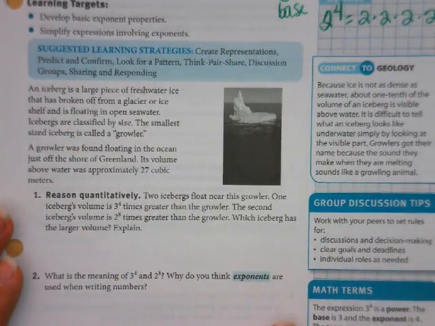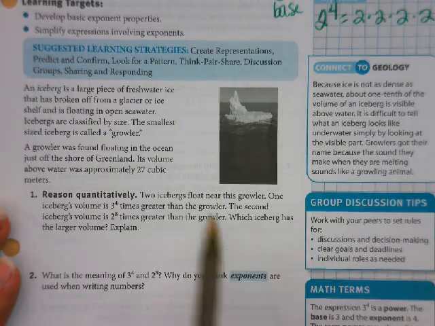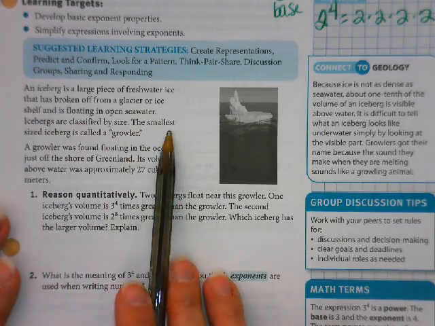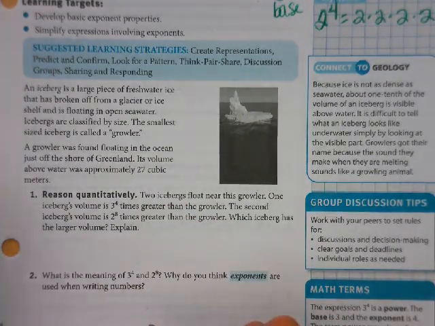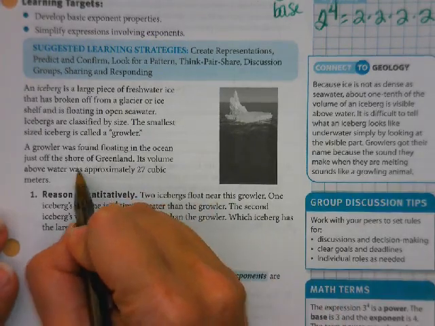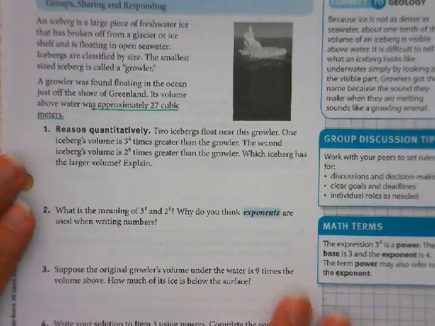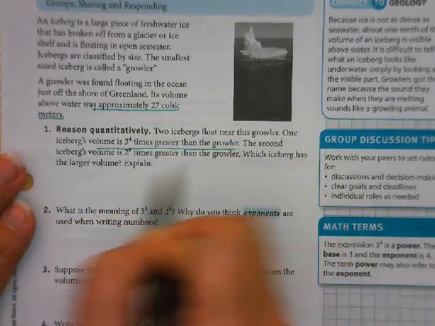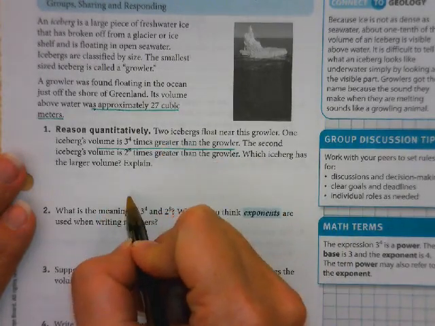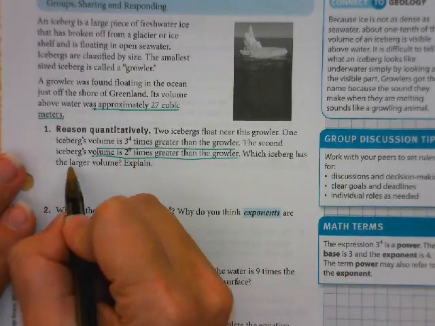So we're going to look here at an iceberg. An iceberg is a large piece of freshwater ice that is broken off from a glacier ice shelf and is floating in open seawater. They are classified by size. The smallest is called a growler. A growler found floating in the ocean just off the shore of Greenland. Its volume above the water is approximately 27 cubic meters. So what they want us to do is, if we have 2 icebergs float near this growler, one has a volume of 3 to the 4th times greater than the growler, and one is 2 to the 8th times greater than the growler, which has a larger volume?